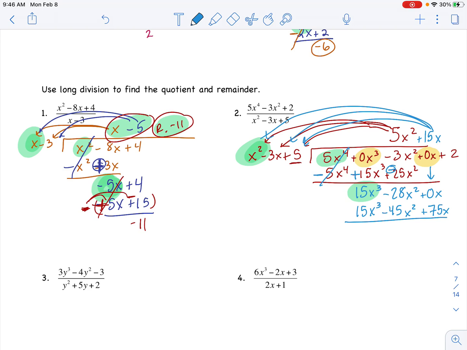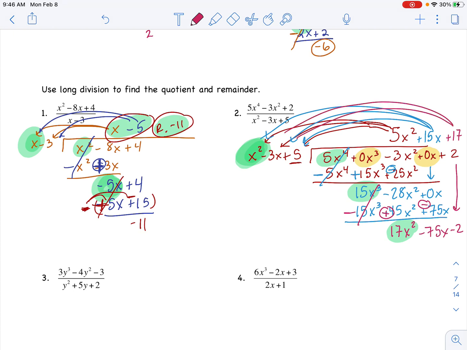And that's all positive, so now I need to distribute that negative. So this will become minus, this one will become plus, and this one will become minus. Gone. Negative 28 plus 45, what is that, 17? 17x squared minus 75x, and I still need to bring down the minus 2. I know I'm running out of room. And then we keep going here, right? So I keep going with the lead term, 17x squared. X squared into that gives me plus 17.